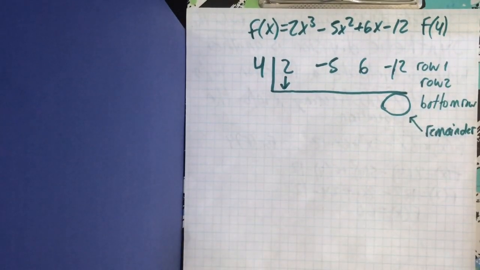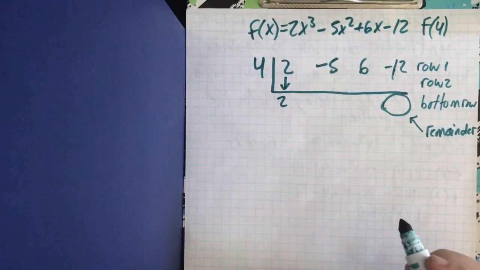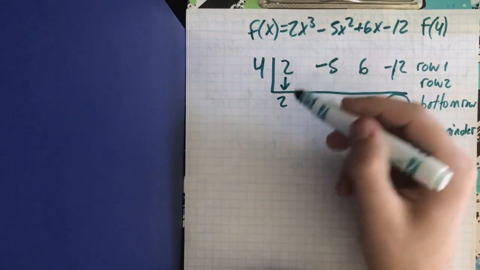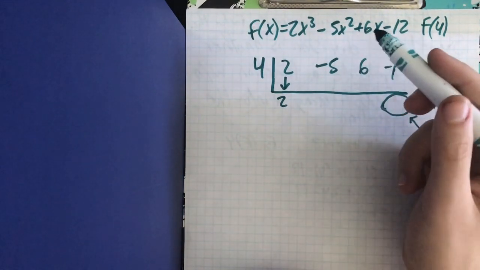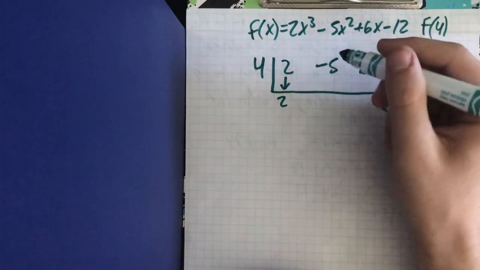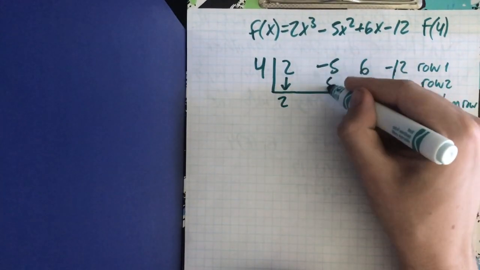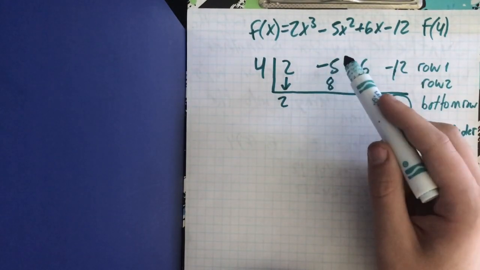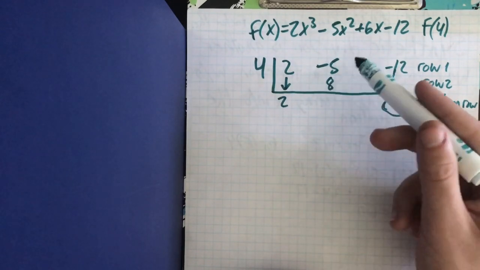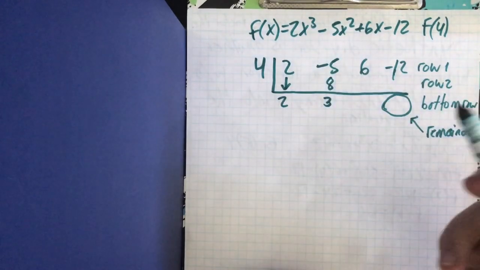To do synthetic division, you'll first bring down the coefficient 2. Then you'll multiply the number in the bottom row, so in this case 2, by our x value, and write that in the second row of the next column. So we would multiply 4 times 2, which equals 8. We would write that here. Then we would add the numbers in row 1 and row 2 of the next column together. So negative 5 plus 8, which equals 3.